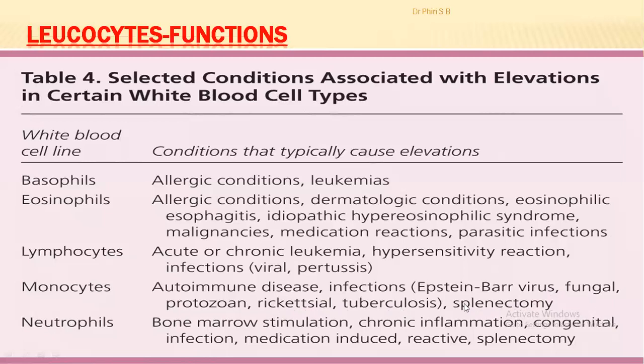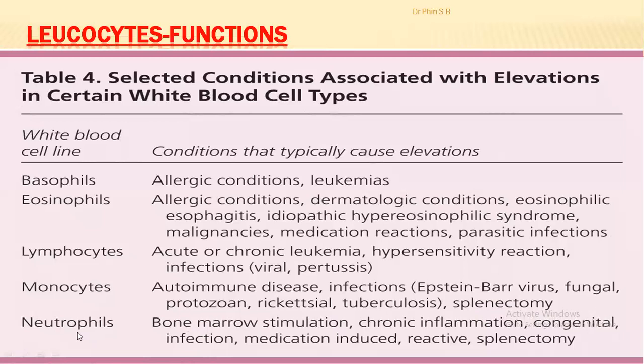Splenectomy is a procedure whereby you remove the spleen from a patient. So in splenectomy, you expect an increase in monocytes. Why? It's because the spleen is the one that is involved in removing monocytes and other white blood cells. So if you remove the spleen, then there is no destruction of the aged monocytes. So you have an increase in monocytes and also other white blood cells.